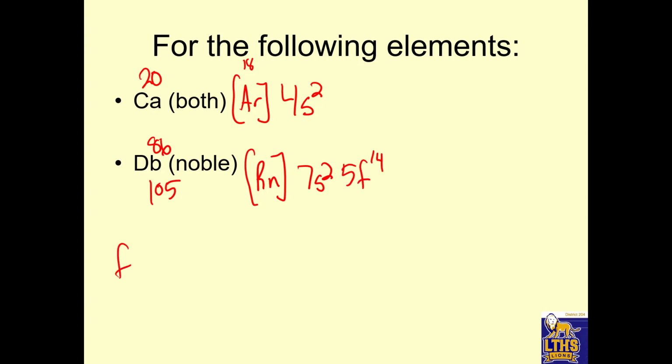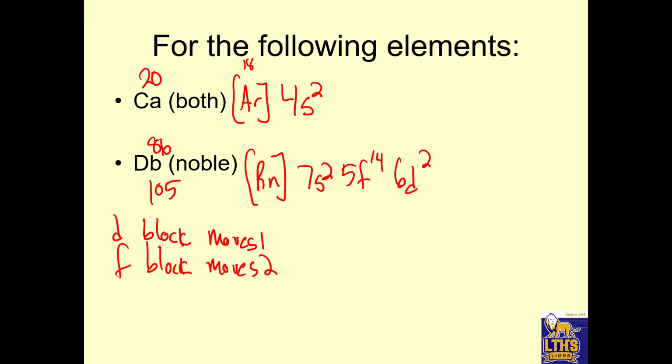Now the f block moves 2. Remember the d block moved 1. The f block moves 2. So I have 5f14. And then I have 104 and 105. So that's going to be 6d2. Okay? Yikes. We're going to do a bunch of these in class. Get these down so you can look at them and see.